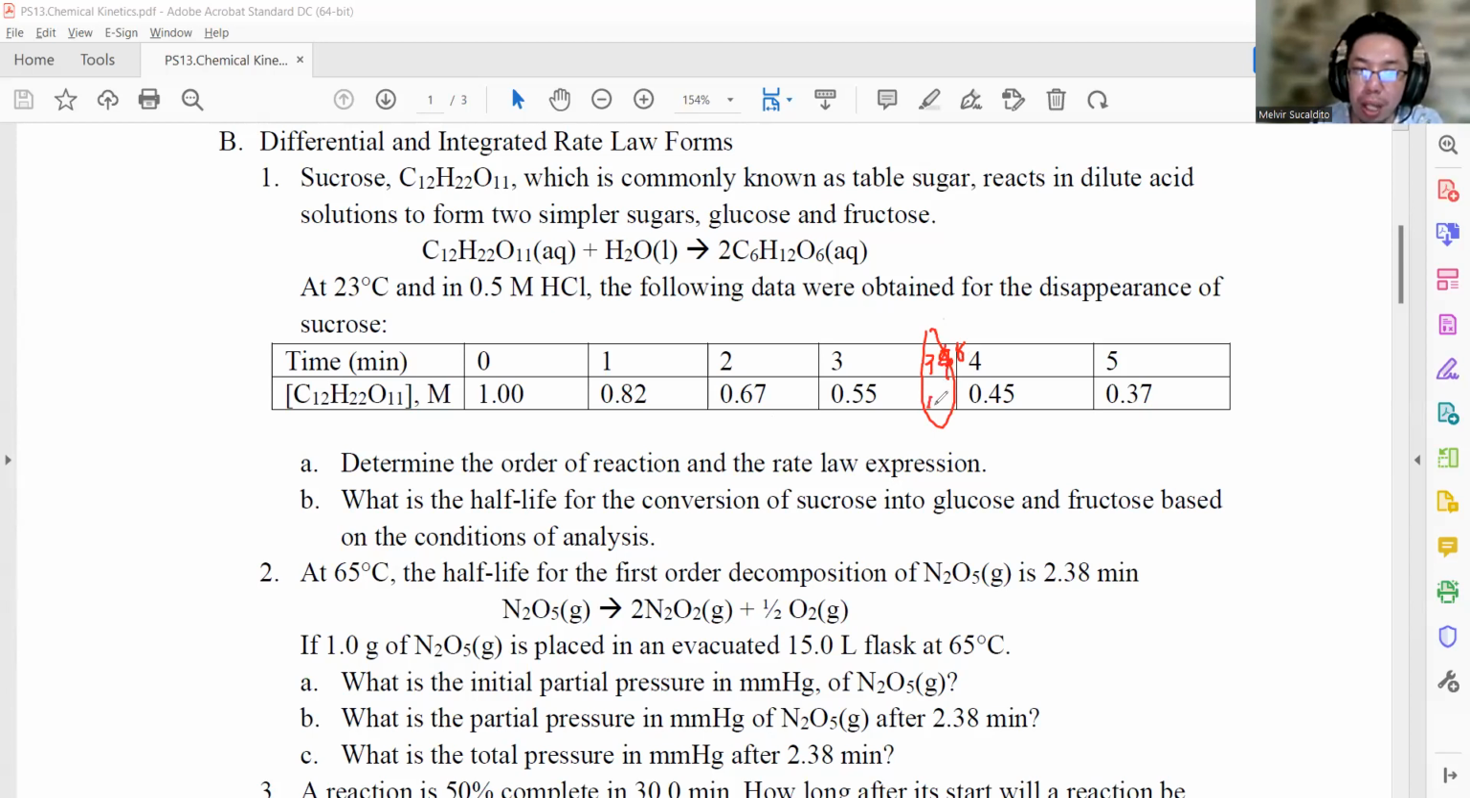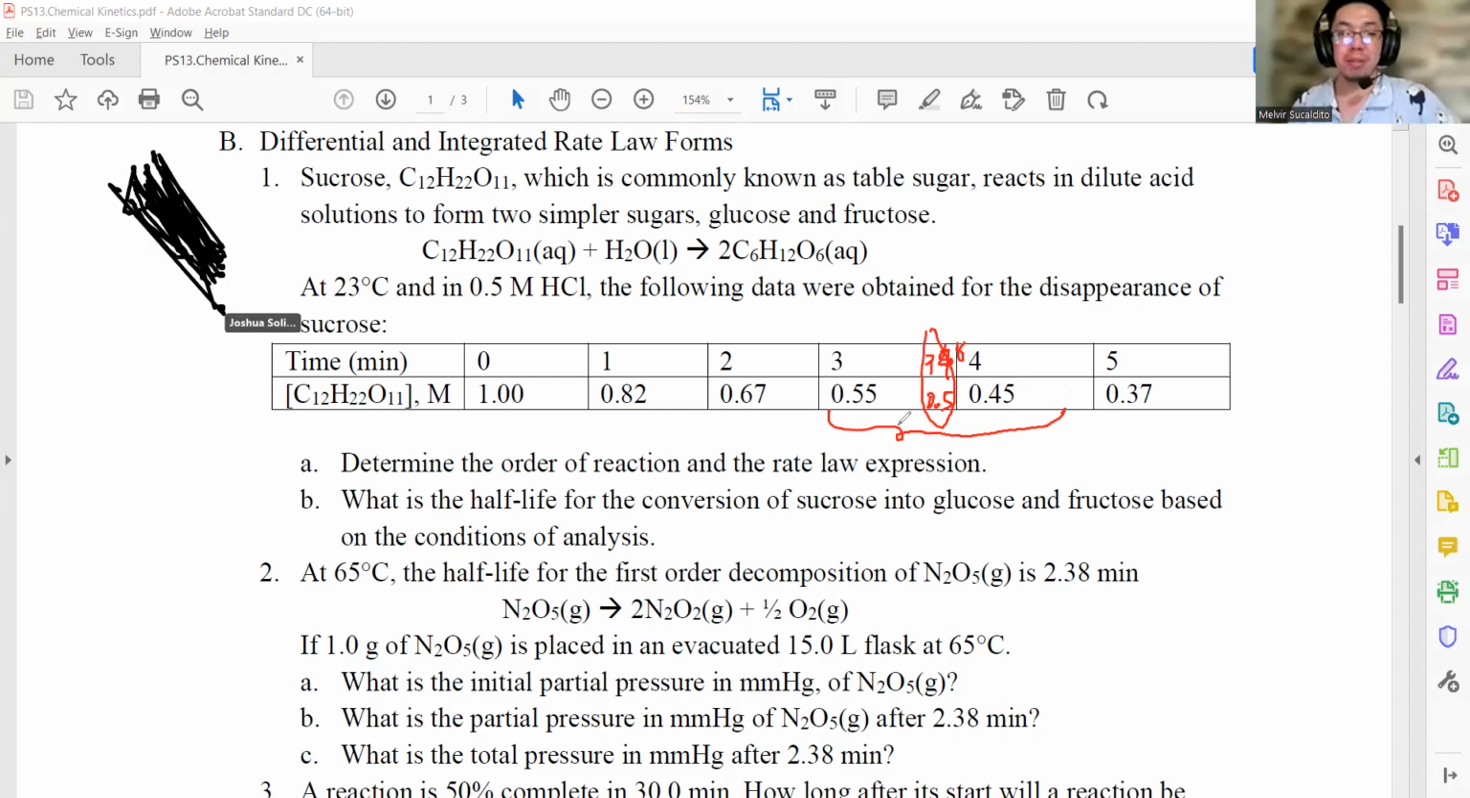So 3.48, 0.5. Logical ba siya? Opo. It's between 3 and 4? Correct. Ayan, mache-check mo siya. Halos nga po 3. 3.48 minutes. And then, you'll now have the half of your concentration. Okay, we're good with what B?